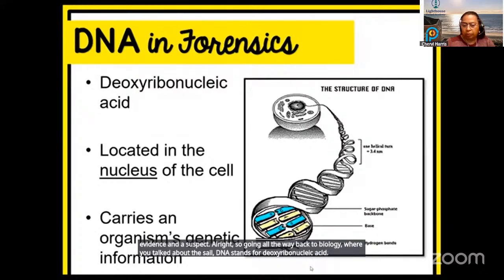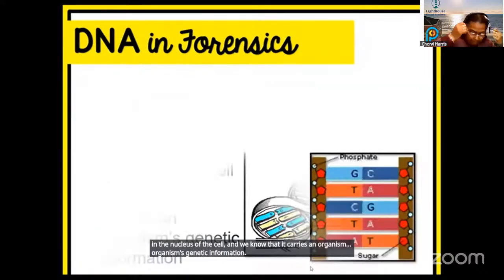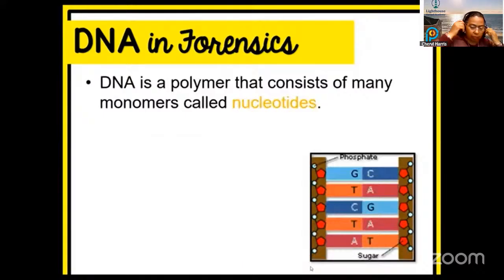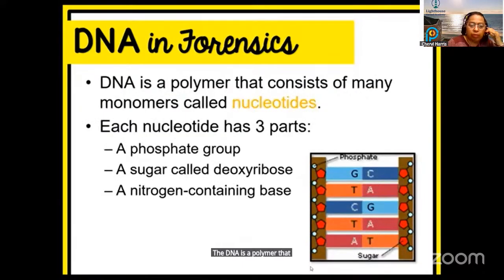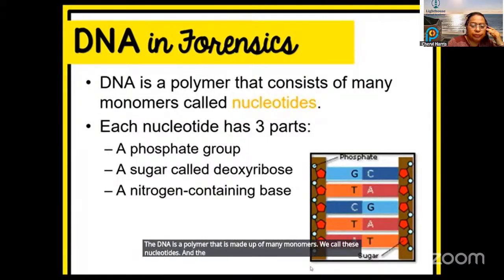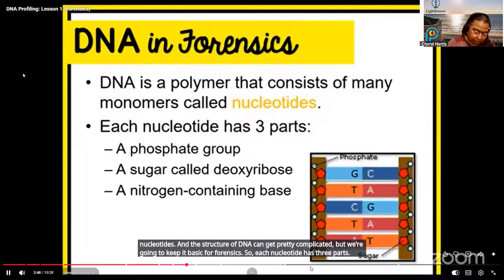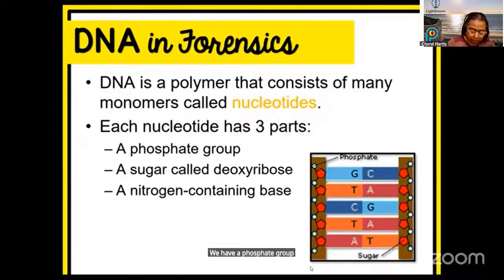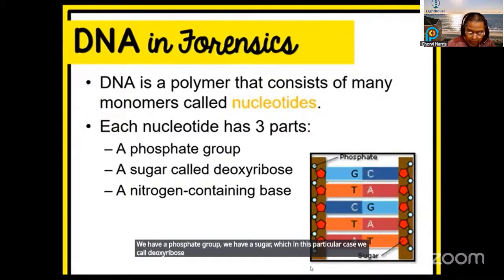It is located in the nucleus of the cell, and we know that it carries an organism's genetic information. The DNA is a polymer that is made up of many monomers. We call these nucleotides. The structure of DNA can get pretty complicated, but we're going to keep it basic for forensics. Each nucleotide has three parts: a phosphate group, a sugar, which in this particular case we call deoxyribose, and a nitrogen-containing base, or nitrogenous base.